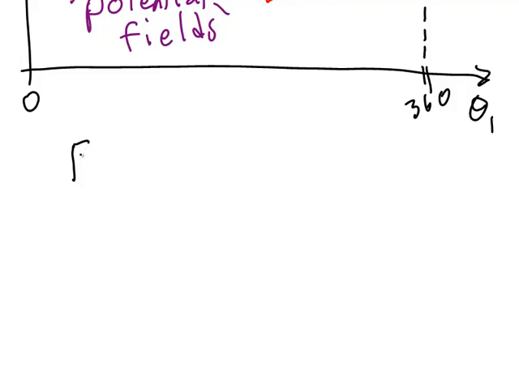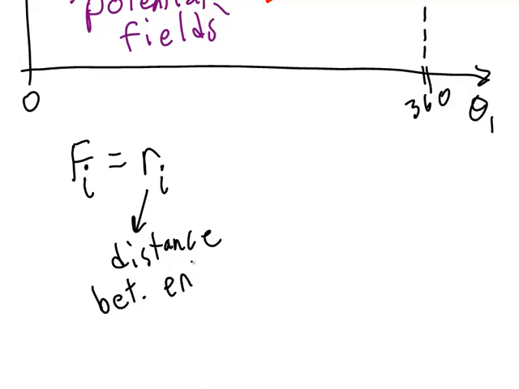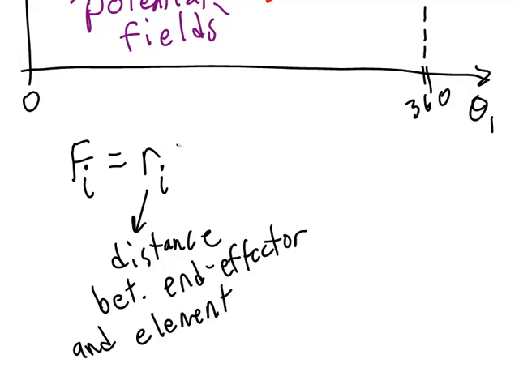In other words, the force on the end effector due to any attracting or repulsing element i will be equal to Ri, the distance between the end effector and the attracting or repulsing element, times a constant, which I will write here as a weight W. Note that the force is a vector, and so is Ri, which I shouldn't have called distance. I should really have called that the displacement.